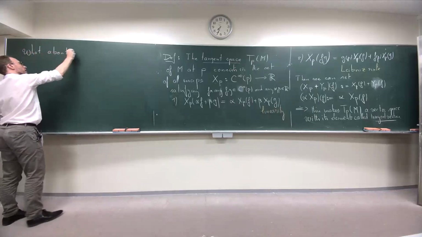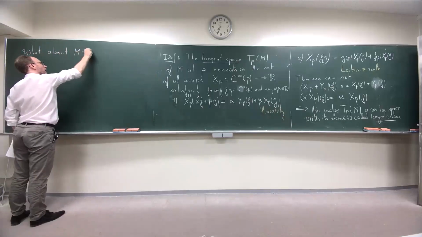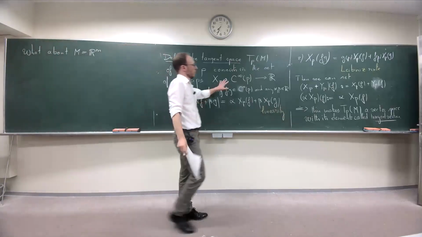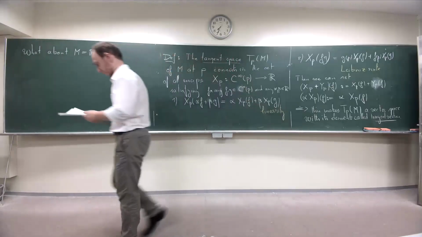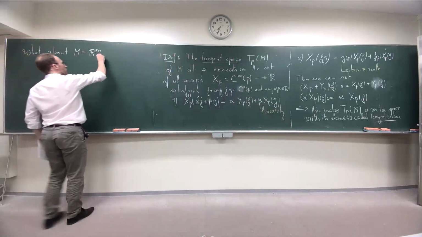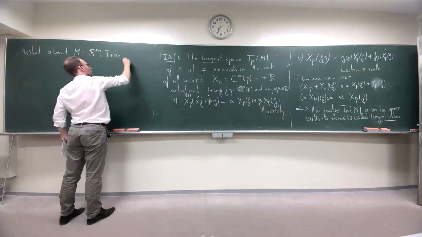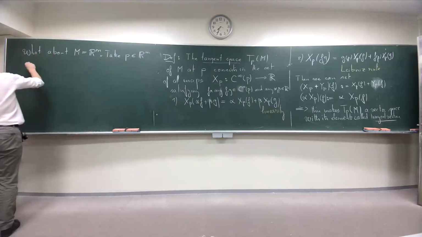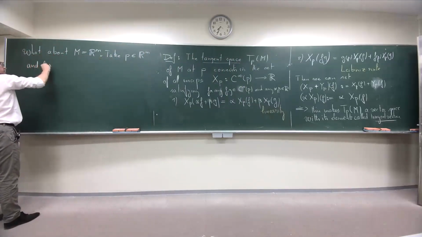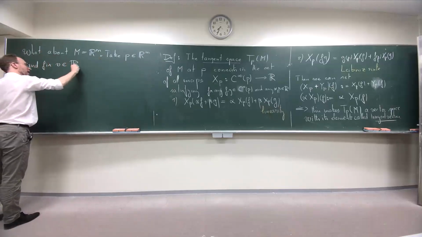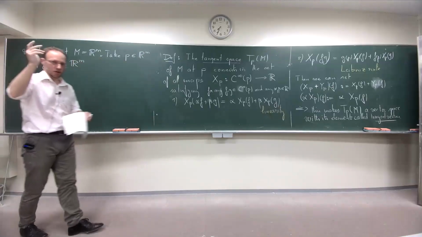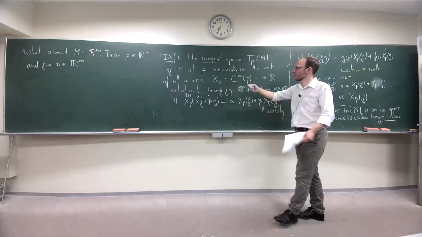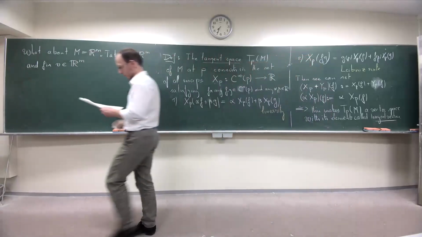Now, let's check what happens if we take M to be R^m. I want to check what these guys are in this special case. So I take a p, a point in R^m, and I'm going to fix a v, a vector in R^m. So it has m components. From this v, I will define an X_p, we will see.